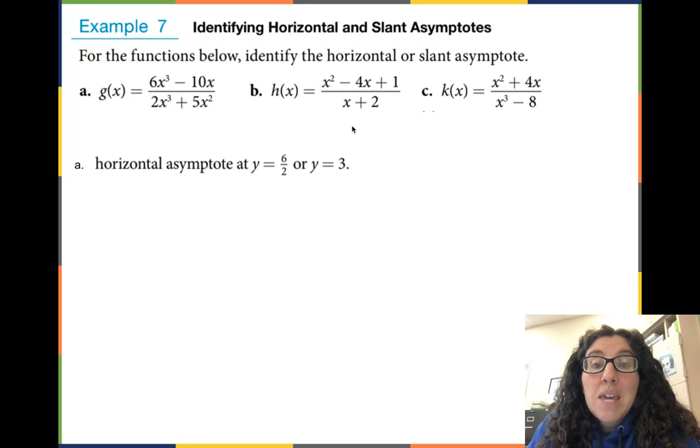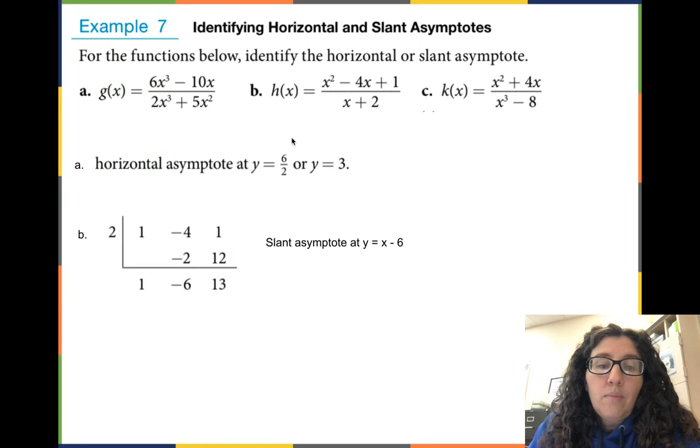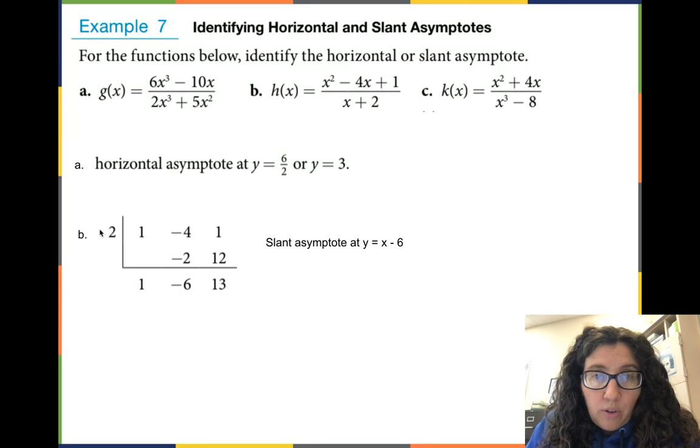All right, how about B? Which case is this? x squared, x, degree 2, degree 1. This is greater by 1, so we are going to have a slant asymptote. Here's how you find the slant asymptote. You actually divide the function. Okay, and this is a linear term, so we can use synthetic division, right? So this is supposed to have a minus sign out front. The book made a mistake. This is a minus 2. Okay, so we divide the numerator here, 1, negative 4, 1. Those are the coefficients by x minus 2. That should have a minus.